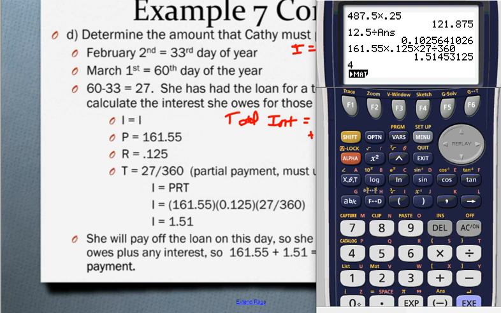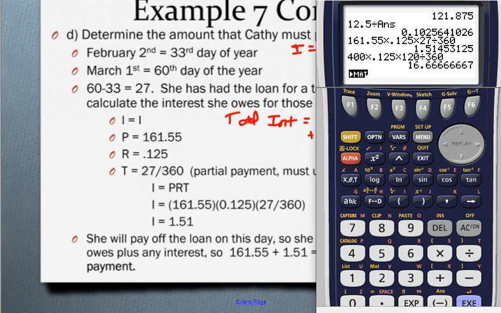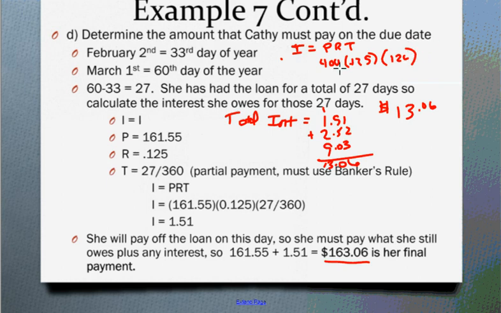So if she takes out a $400 loan times 12.5%, remember that's 0.125, times 120/360ths. Remember, because our interest rate is in years. Oh, looks like my time sign didn't go. Here we go. So 120/360ths. I didn't write that down a second ago. Then her total interest would be $16.67. Sorry for the sloppiness here.